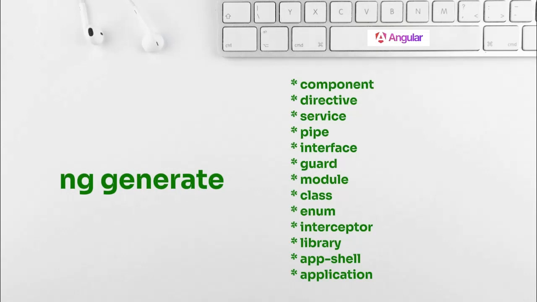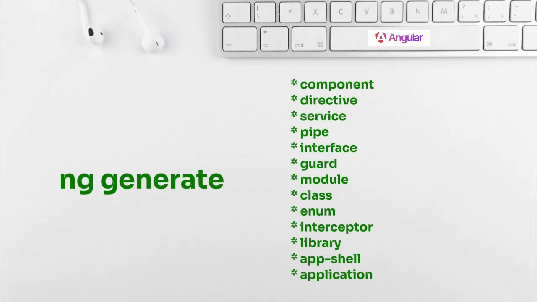To start with, component, directive, service, pipe, interface and guard. So these six items we use on a daily basis, and the remaining things: module, class, enum, interceptor, library, app shell, application. These remaining items we don't use very often, but it is better to have some knowledge of them, because in interviews most of the time they focus on the things that are not used on a daily basis, to see whether you have knowledge or not. So for that reason we'll try to get some reasonable details about those.